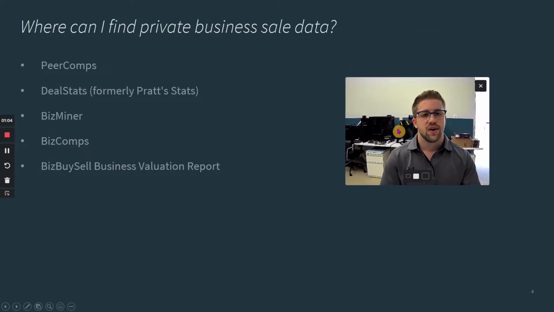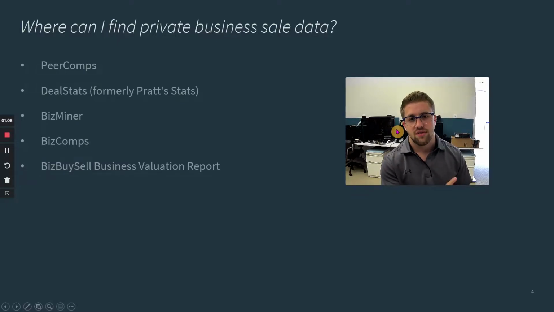So, where can we find this private business sale data? Well, there's 5 databases I've listed here, and there are more, but these are the most common ones. Peer Comps is the one we'll use in this video. It's mostly SBA 7(a) deals, so between $100,000 up to $6 million in purchase price.